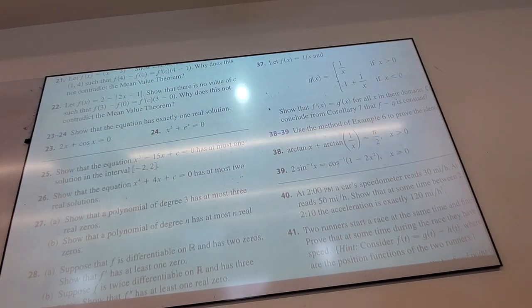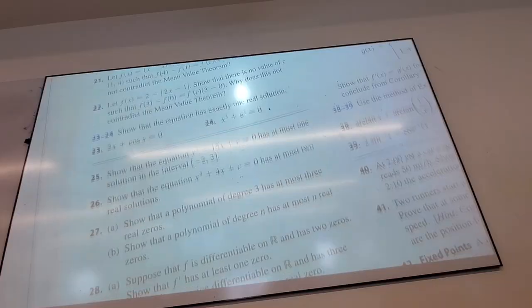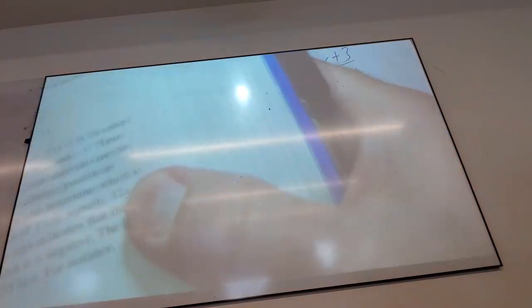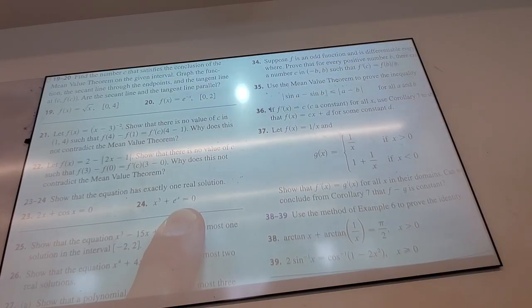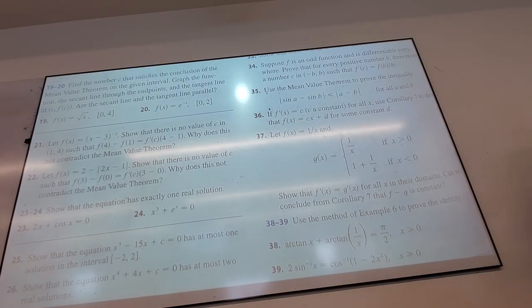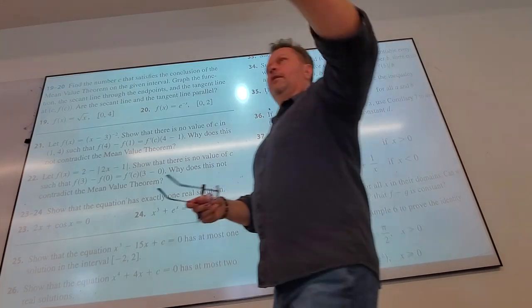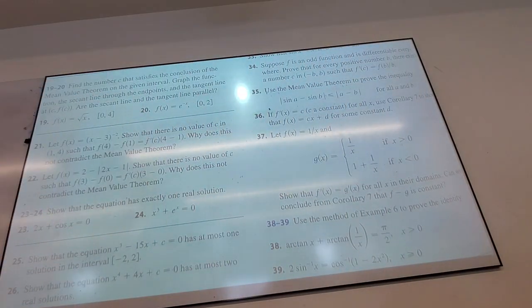If you have a function, how do I say this? Let me think. If you have a function whose slope is always positive or negative, for example, just to start thinking about this. If this function has a slope that's always positive, could that go through the x-axis more than once?